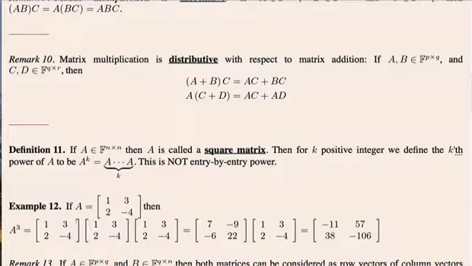You have to do it in pairs. If we do the first one, we get a matrix, and then we multiply it with the A matrix again, and then we get some new matrix, which is A cube. And it's easy to check that this is not an entry by entry power. It has nothing to do with entry by entry powers.